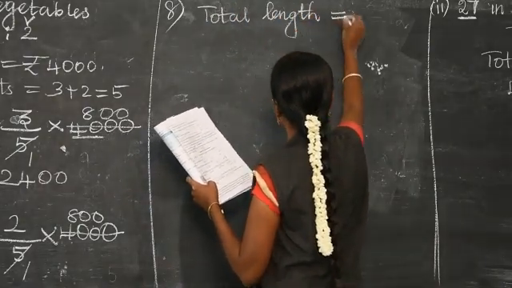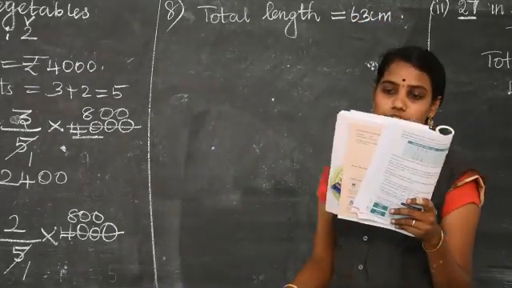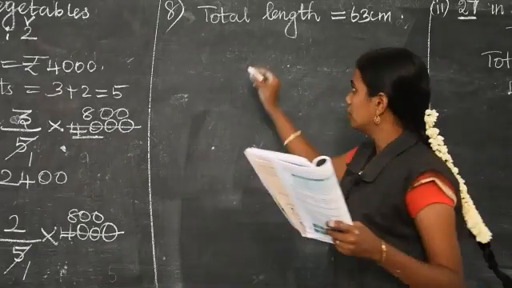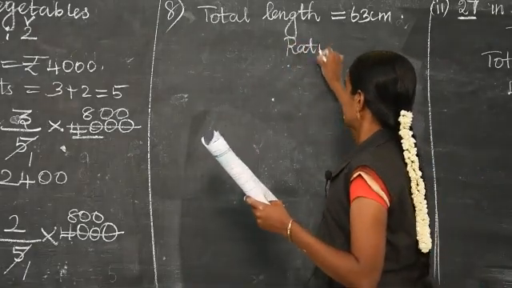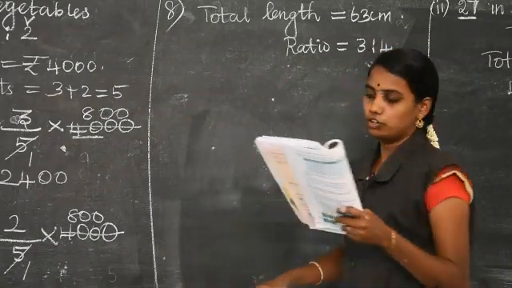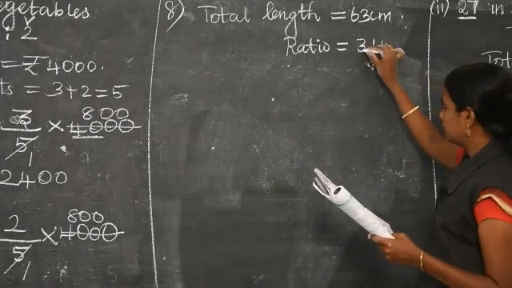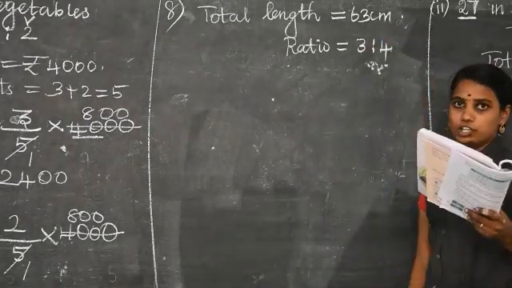Total length is 63 centimeter. It's divided into two parts in the ratio 3:4. Find the length of each part. That means how much is 3 parts? How much is 4 parts?